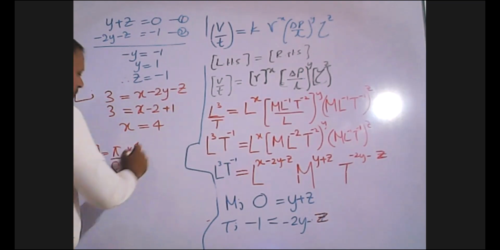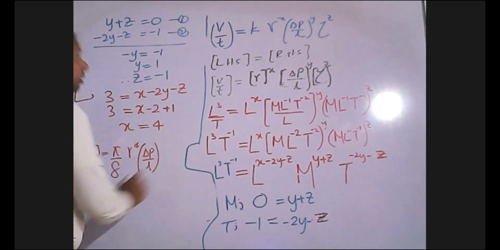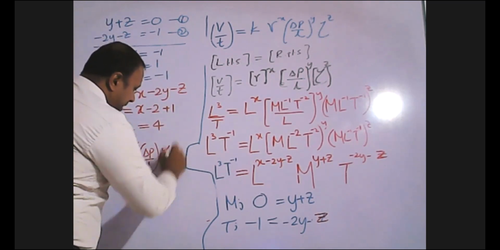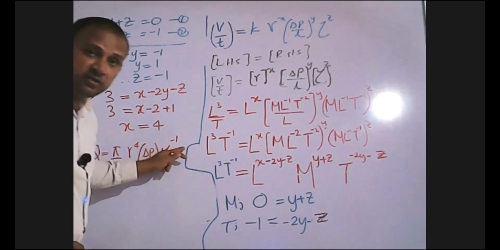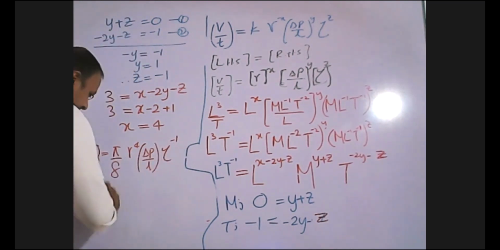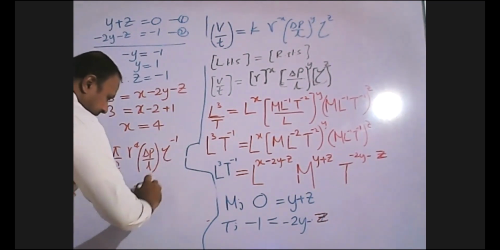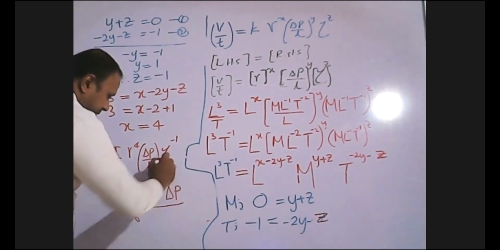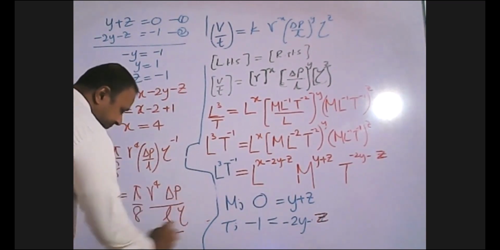delta P over L. Y means 1. Eta means minus 1. So if it is minus 1, you can bring that into the denominator and rearrange this equation like this: r to the power 4 delta P over L eta.